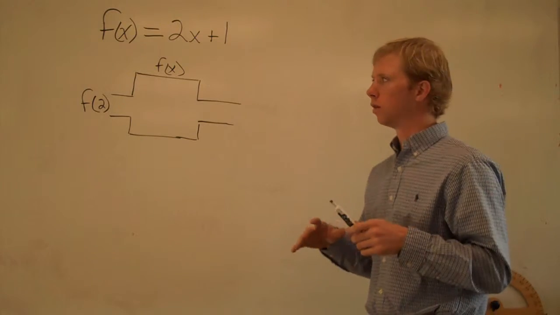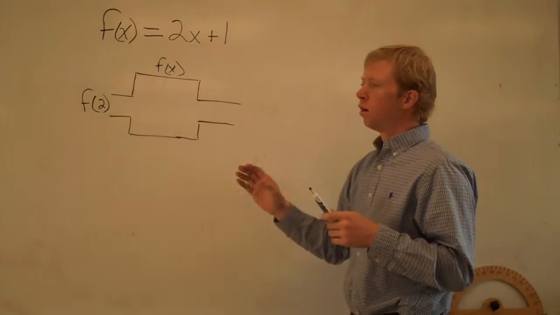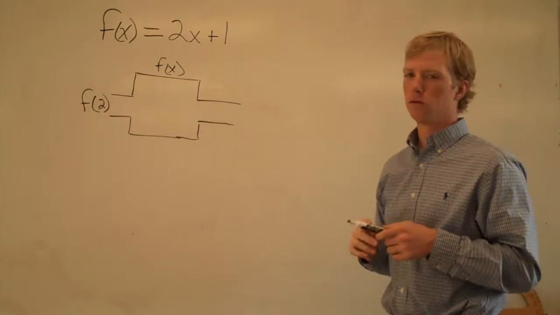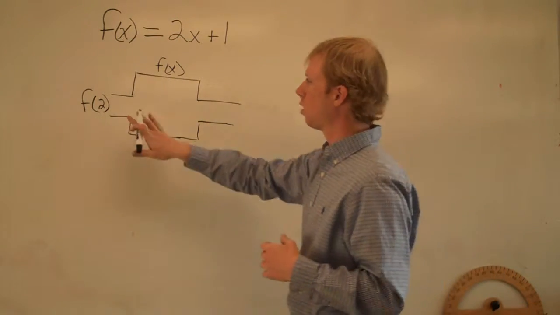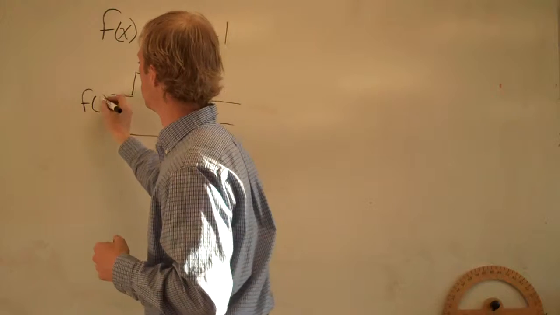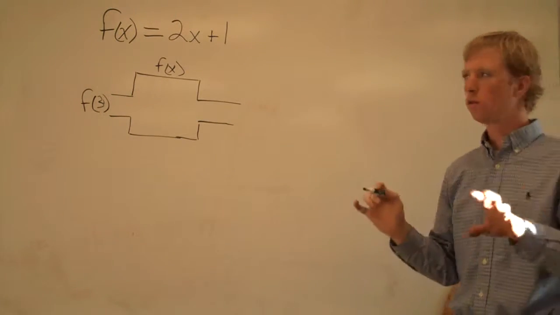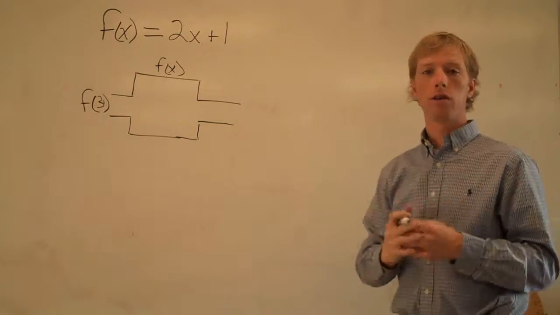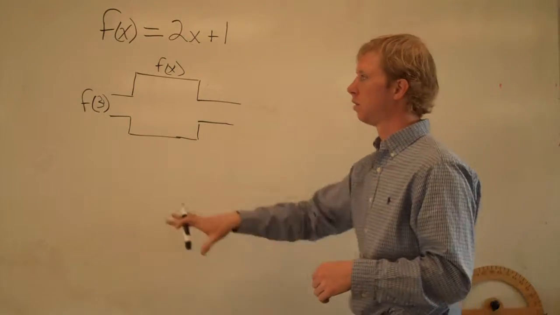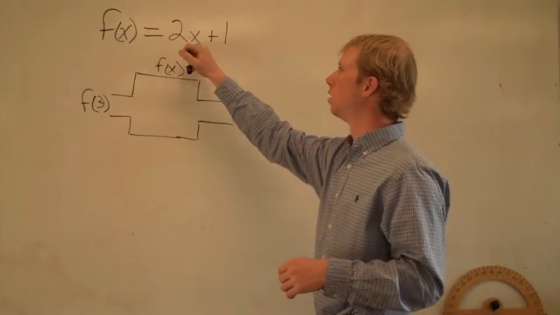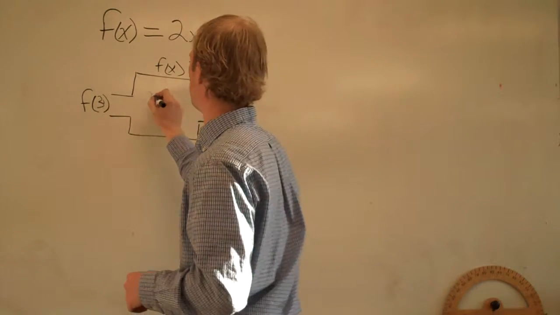So to create an inverse function, we're going to start out with a pretty basic function. f of x equals 2x plus 1. What I want to find is f of 3. Now in order to find f of 3, I'm going to do some things to x. Well, we know when we have a 3 here, we're going to substitute that in for x.